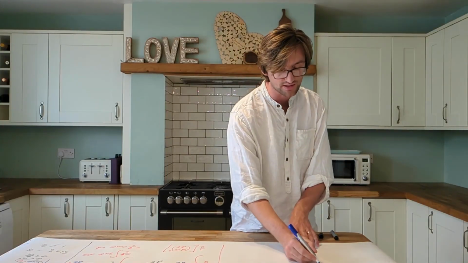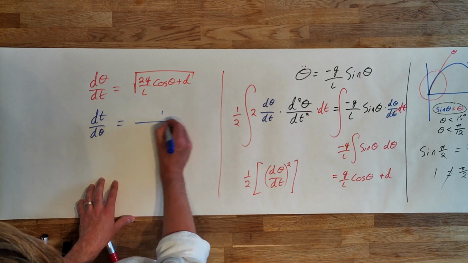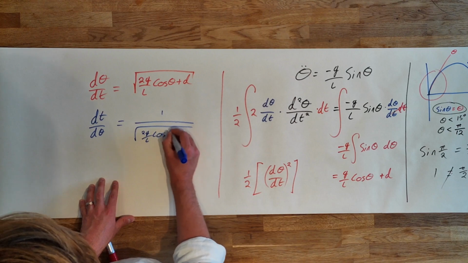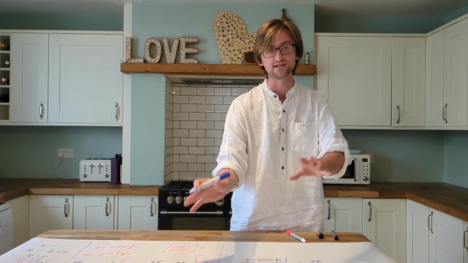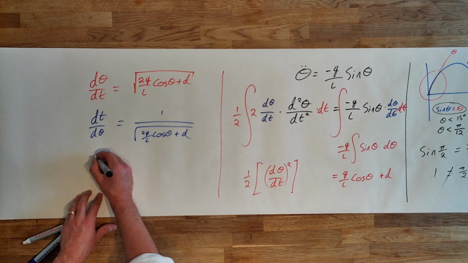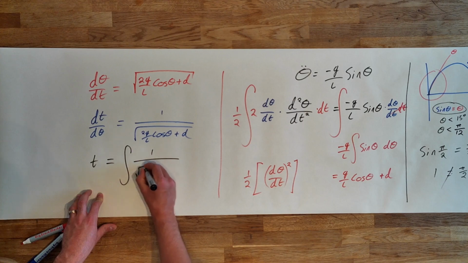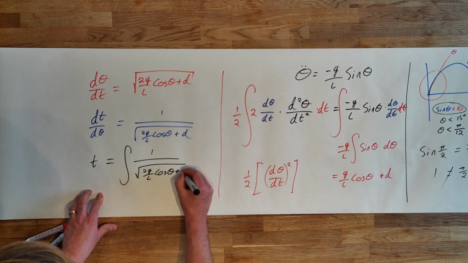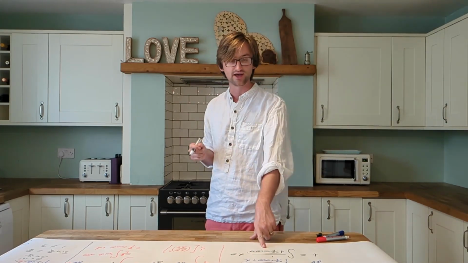Let's reciprocate both sides and instead write this as dt d theta is equal to 1 over the square root of 2g over L cos theta plus d. Now I can multiply by the d theta, take an integral of both sides, and that's going to give me one final calculation for t, which I can complete. So t is then the integral of 1 over the square root of 2g over L cos theta plus d with respect to theta. Oh my goodness, look at that.